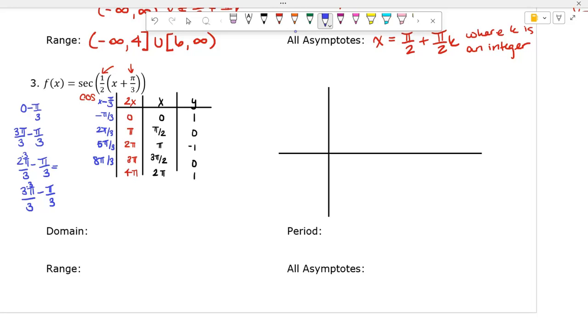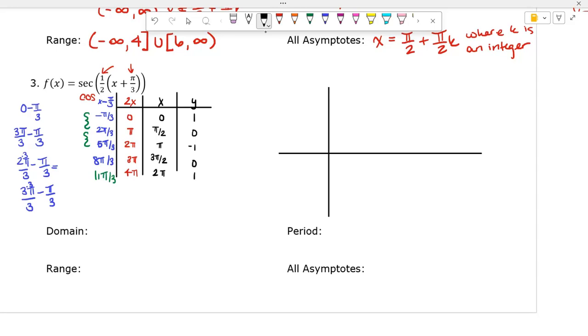If you haven't noticed, going between each one of these, how far apart are they? I'm just adding 3 pi over 3 each time. So negative 1 plus 3 gets me 2. Plus 3, 5. Plus 3, 8. Okay, what's 8 plus 3? That's 11 pi over 3. And that's exactly where this would end, at 11 pi over 3.